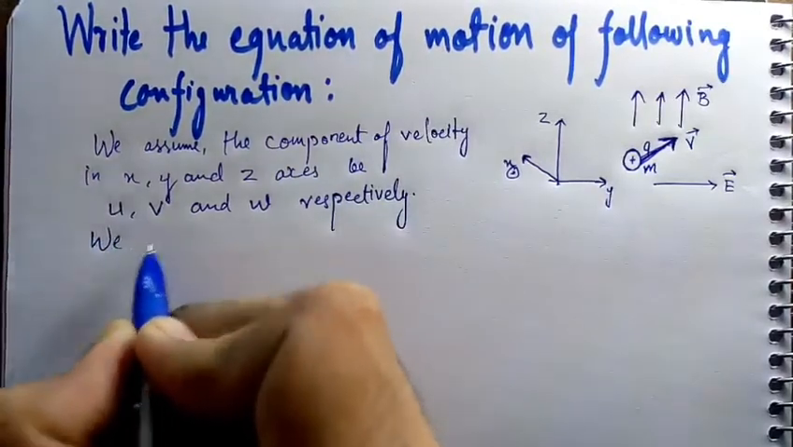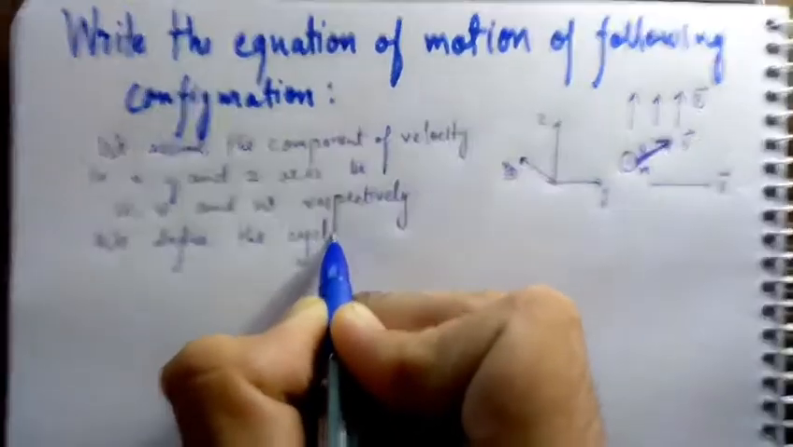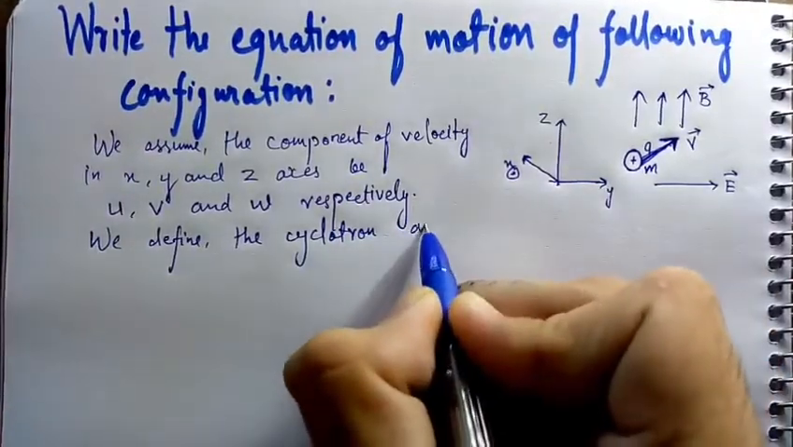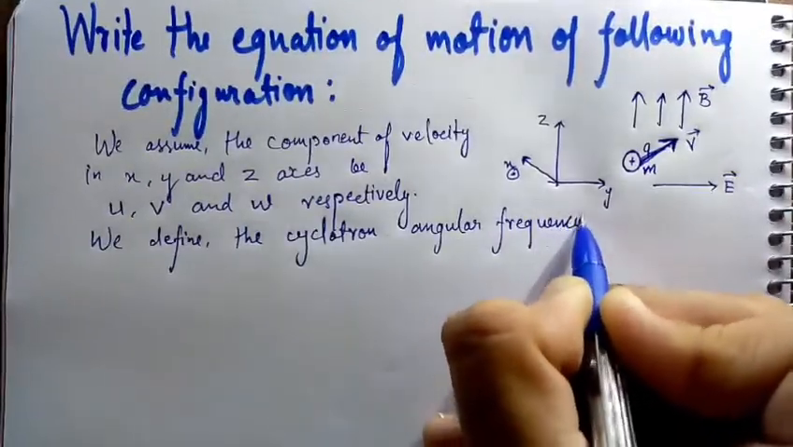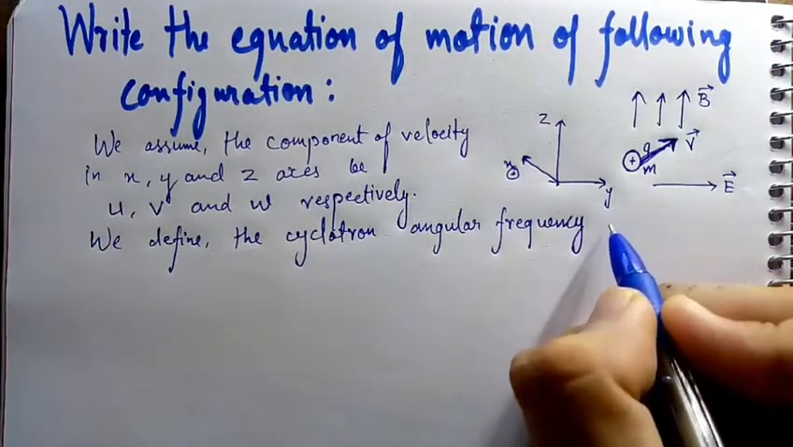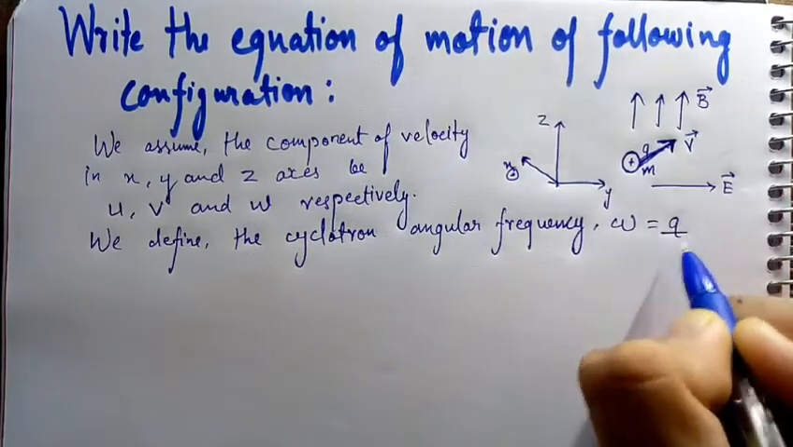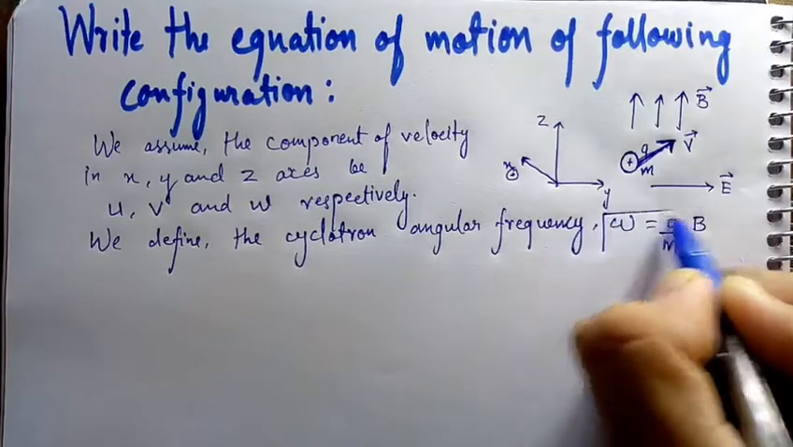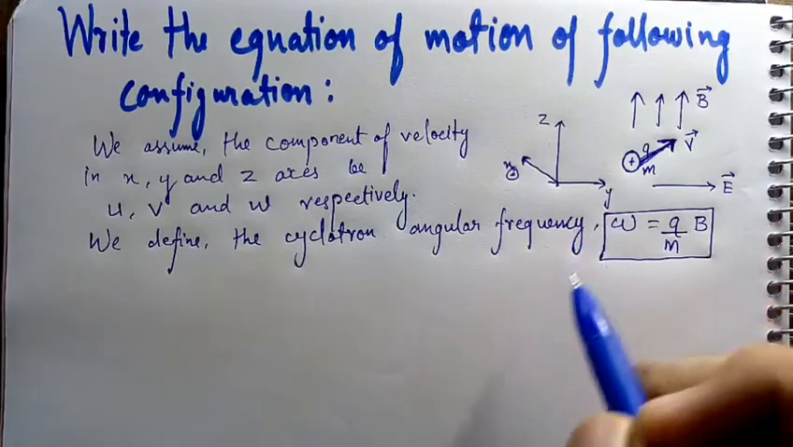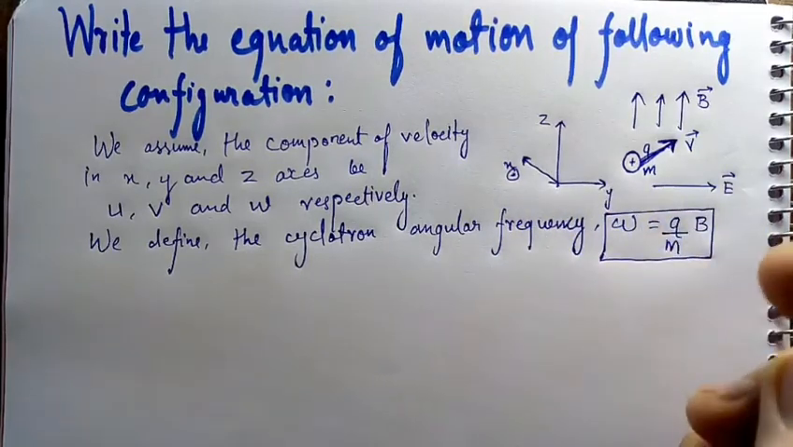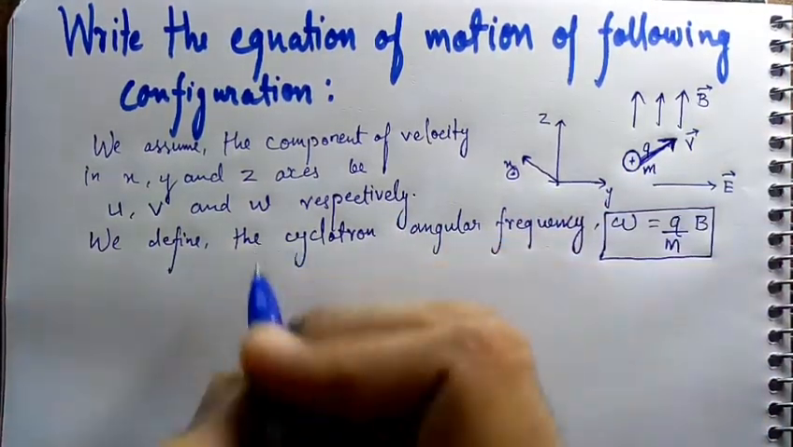Okay, we define the cyclotron angular frequency, which you have studied in the magnetism session, of course, omega equals q by m times B. This is a constant. This is why the magnetic force acts and the particle starts moving in a helical path, given a velocity earlier.